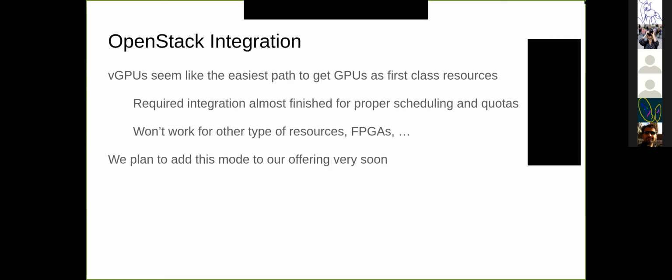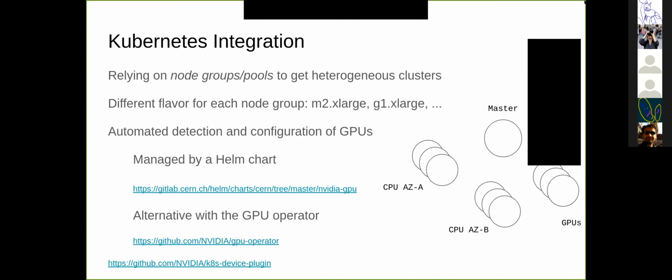Also, this way of doing quotas for vGPUs wouldn't work for other types of accelerators like FPGAs, because it's really dedicated to GPUs. So we will still need PCI pass-through for those. And then coming to Kubernetes, the way we deploy our Kubernetes clusters is that all of them are backed by OpenStack nodes, which can be VMs or bare metal.